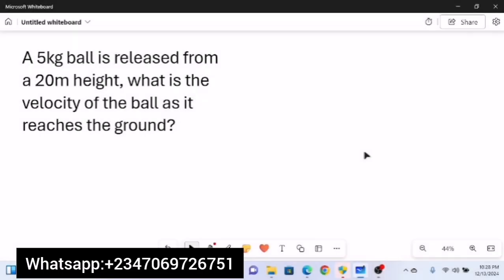Now let's consider this question to explain the concept of conservation of energy. We are given that a 5 kg ball is released from a 20 meters height. What is the velocity of the ball as it reaches the ground? So let's pick out our parameters. We are given mass to be equal to 5 kg, and we are given height of the ball to be 20 meters. We are actually asked to find the velocity. V is unknown.